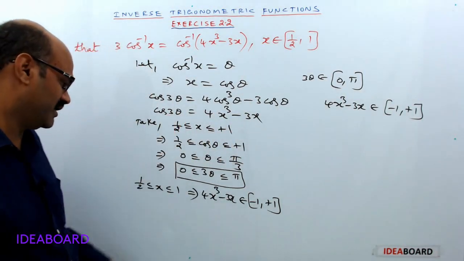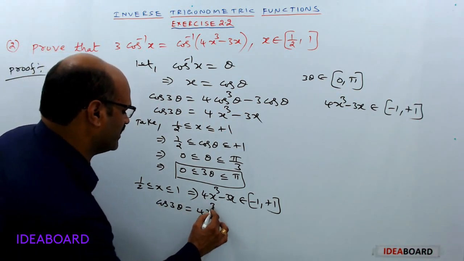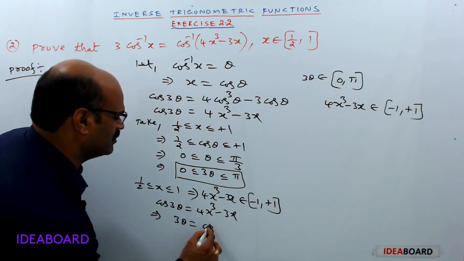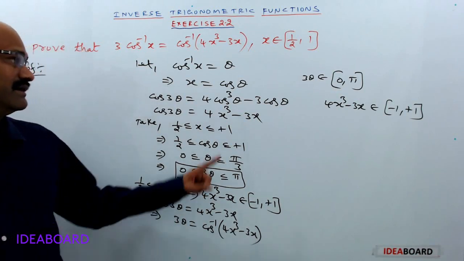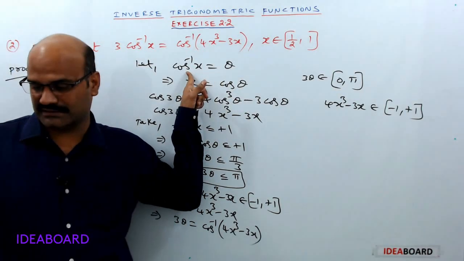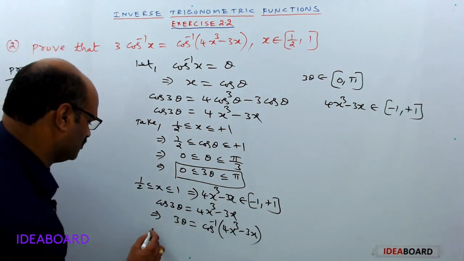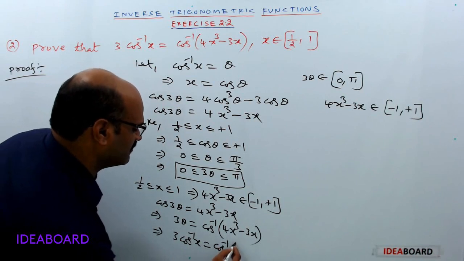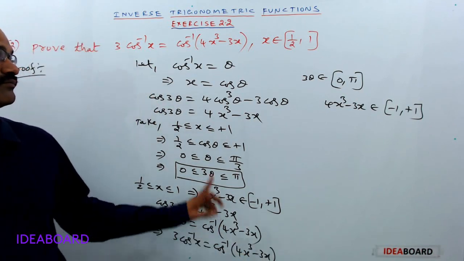So we have to take cos 3 theta equal to 4x cube minus 3x. It implies 3 theta equal to cos inverse of 4x cube minus 3x. Theta equal to cos inverse x. Then we have to write 3 cos inverse x equal to cos inverse of 4x cube minus 3x. Hence proved.